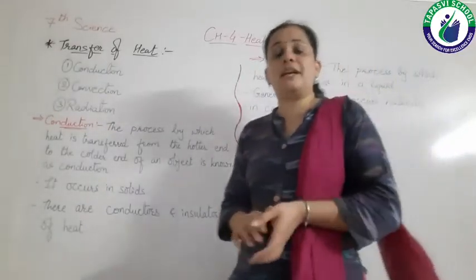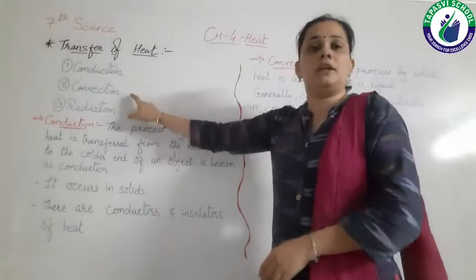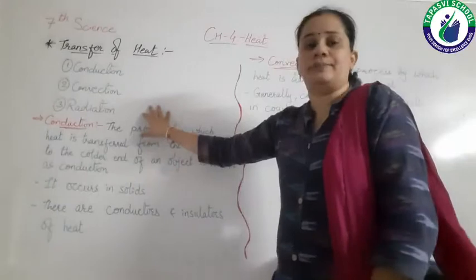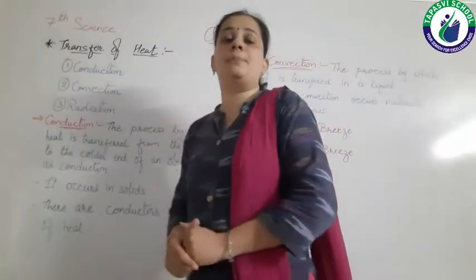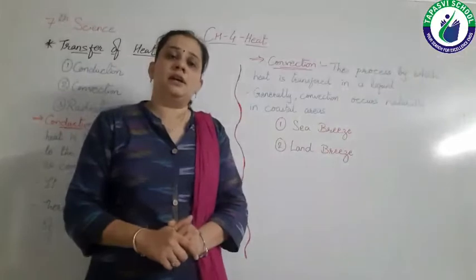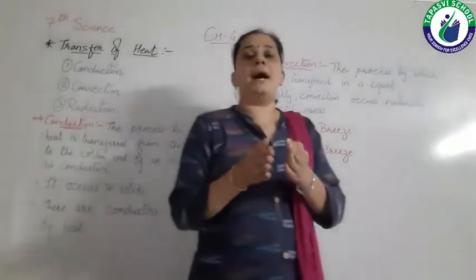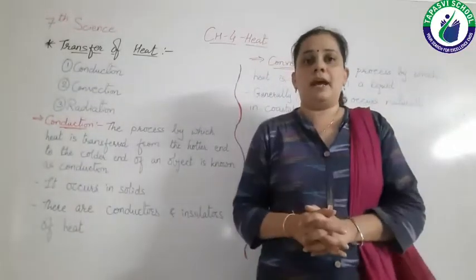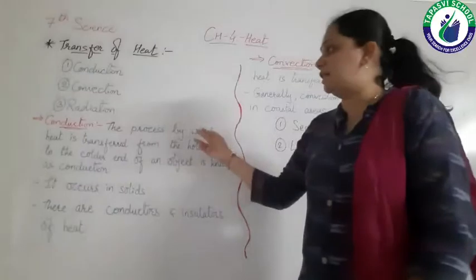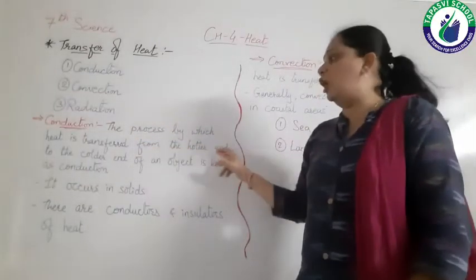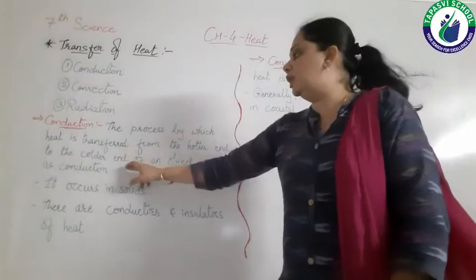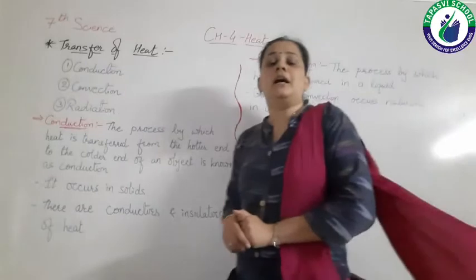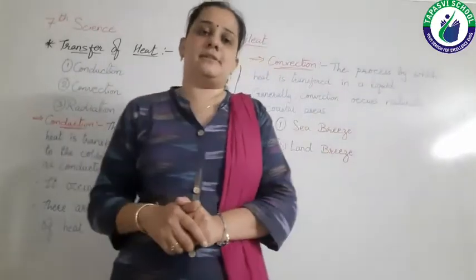As I told you, there are three main processes: conduction, convection and radiation. So let's first start with conduction. Conduction is nothing but the process of transfer of heat from the hotter part or hotter area of the object to the colder one, right? So it is the process by which heat is transferred from the hotter end to the colder end of an object, right? So this occurs generally in solids.